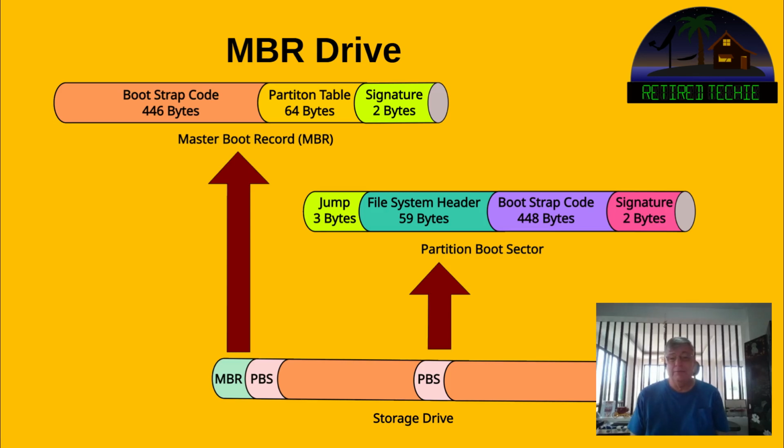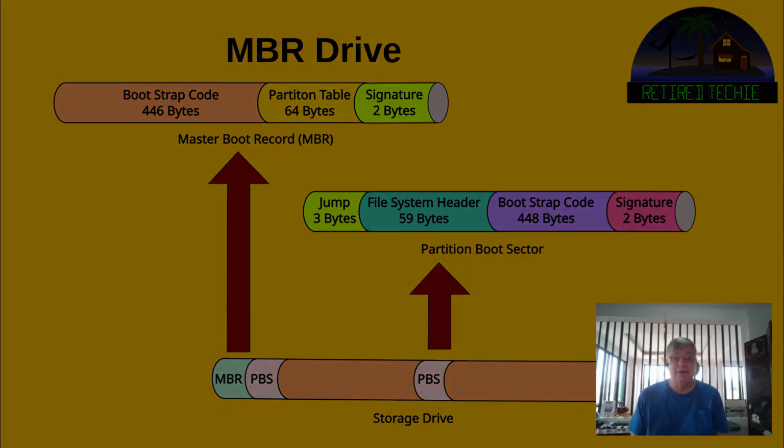If we look at the partition boot sector, we have a jump command in the first 3 bytes, and basically all this does is jump up to the bootstrap code, which is only 448 bytes. It's a little larger than the bootstrap code in the MBR, but not by much. In between there is the file system header, which is specific to the operating system you're running, and you'll have signatures in those last 2 bytes. This should be the same signature as you'll find in the MBR.